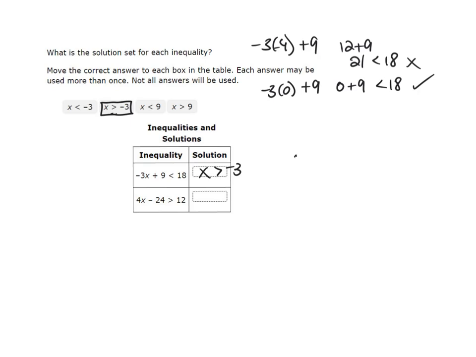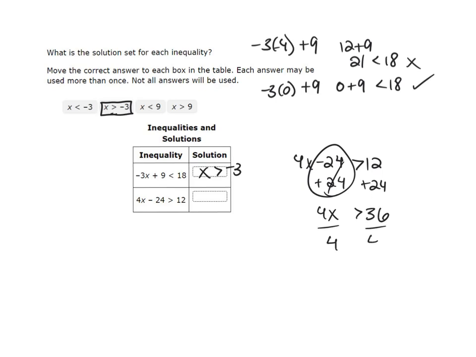Let's try it out. I'm going to do 4x minus 24 is greater than 12. Let's add 24 to both sides. All right, there's my 0 pair. So 4x is greater than 36. Divide both sides by 4. That makes a 1. x is greater than 9. Awesome. So then what I'm saying here is that I have a 9. So any value that is larger than 9, so any value over here should work, right?